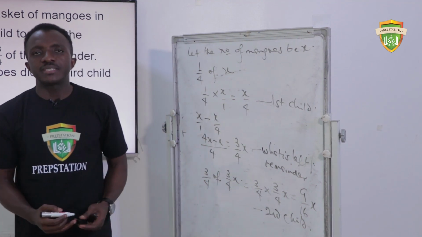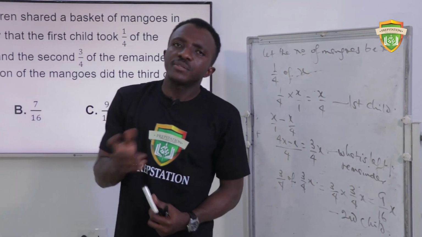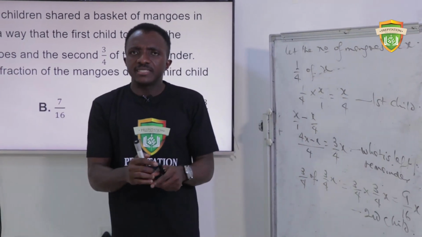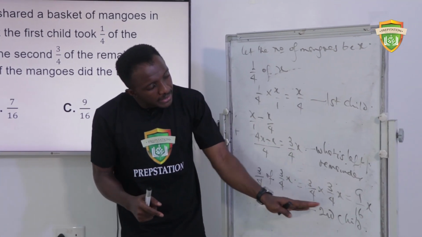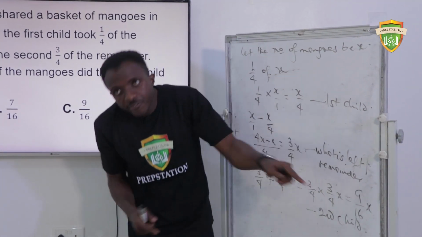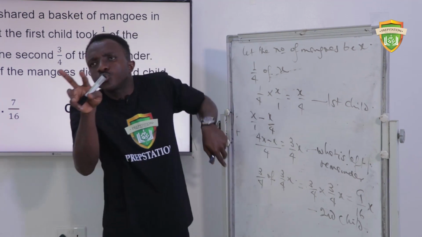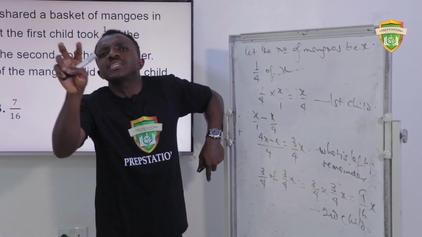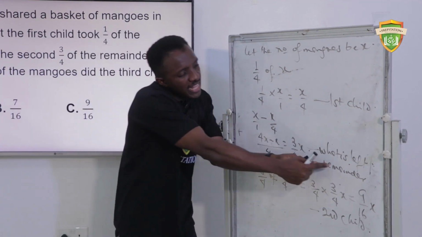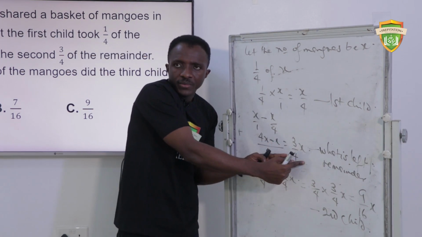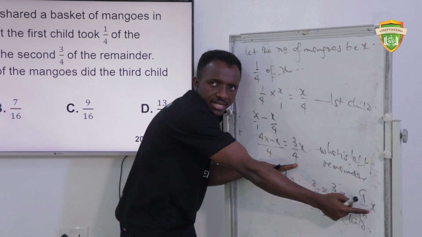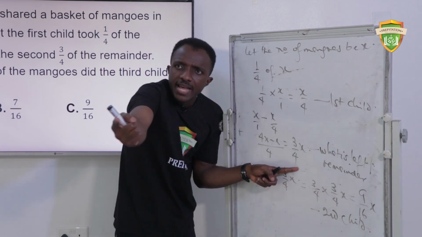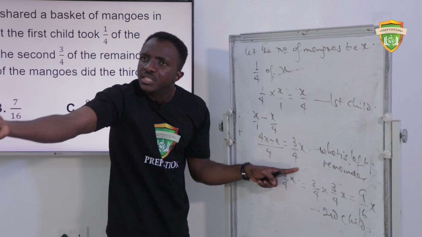Hey, the question is, what is left for the third child? Please listen. Now, remember the second child took 3/4 of what is left. Now, the two other children are sharing from what is left. What is left is 3/4. What has gone to the second child is 9/16x. So how do we get what goes to the third child?